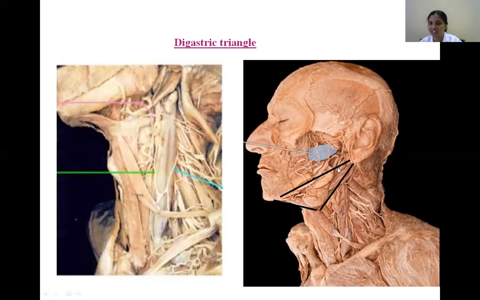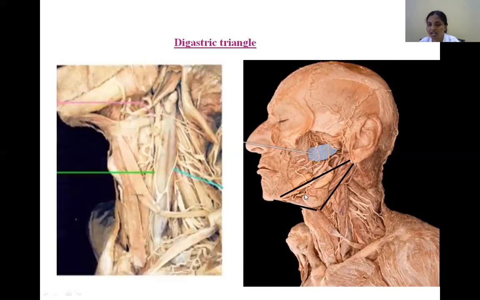And beside that, the styloid process. And in between the carotid sheath and the styloid process, the last four cranial nerves we can identify in this posterior part of the digastric triangle. That is a very deep dissection. So here I am showing the superficial structures only. Okay. So superficially, what can we identify here?